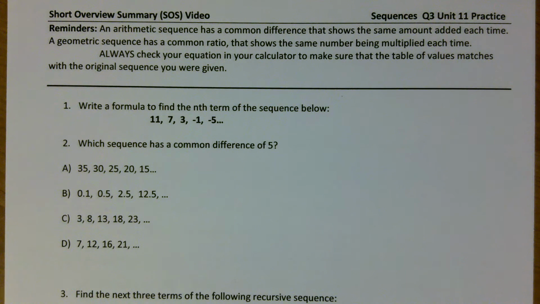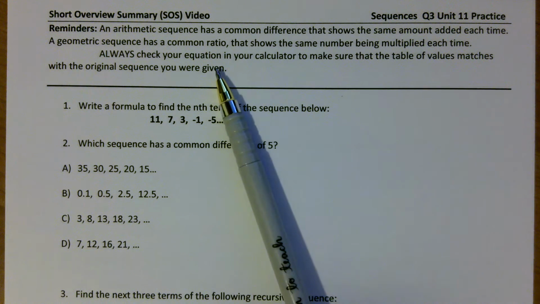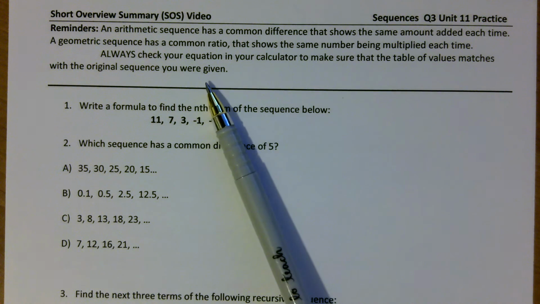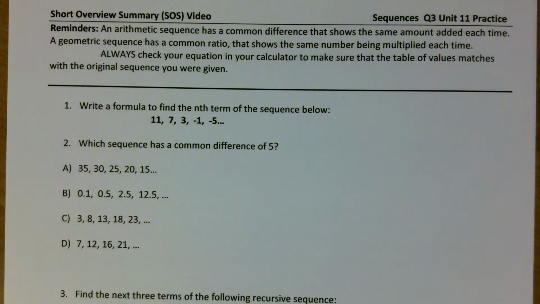A mistake people tend to make is that they forget to check the equation in the calculator to make sure the table of values matches the original sequence you were given. The calculator may not tell you how to write the correct equation, but it will definitely tell you if the one you picked was incorrect. So please make sure to check your equation in the calculator.